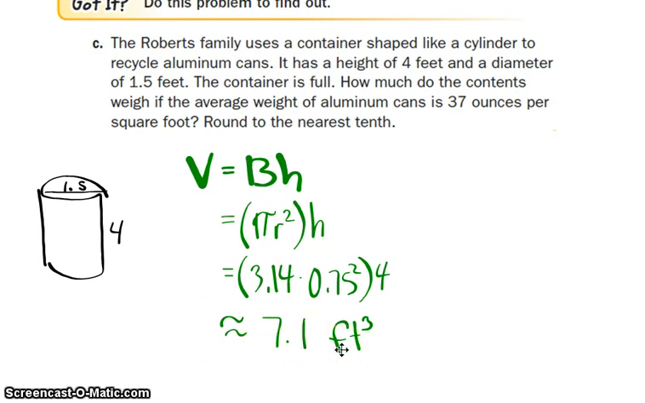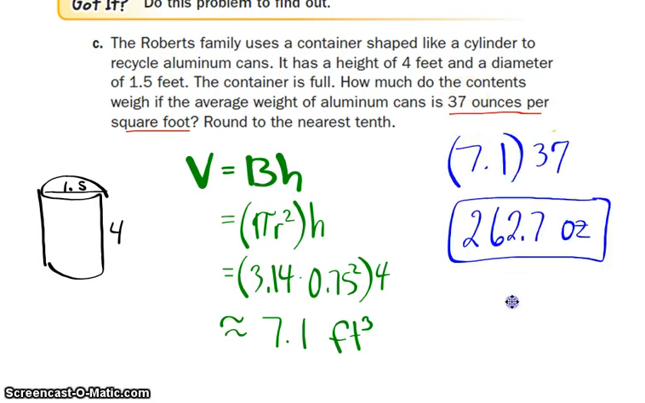Now, that's the volume. It tells you right here that the can is 37 ounces per square foot. Well, we've got 7.1 square feet. So if we take 7.1, multiply it by 37 ounces, the total weight should be 262.7 ounces.